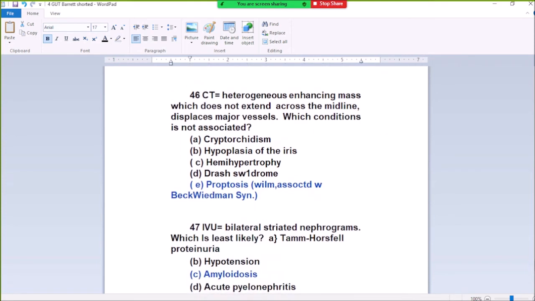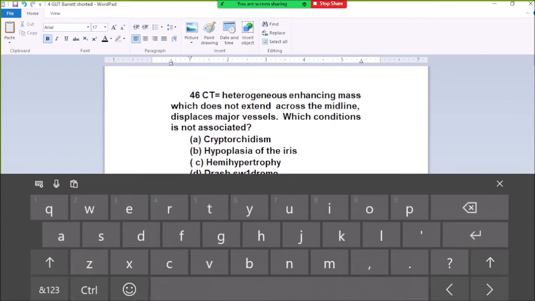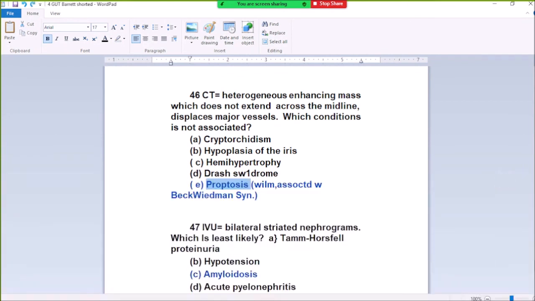Question 46. CT shows heterogeneous enhancing mass which does not extend across the midline, displaces the major vessels, which is not associated with proptosis? Because the diagnosis is Wilms tumor. Enhancing mass which does not extend across the midline, displaces the major vessels. Wilms tumor is associated with Beckwith-Wiedemann syndrome. Beckwith-Wiedemann syndrome shows all of these features, but does not show proptosis.